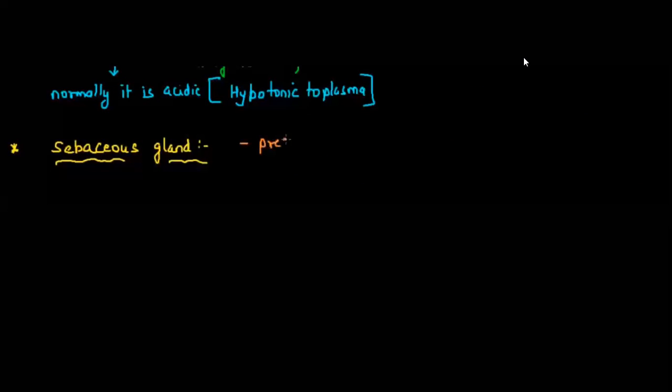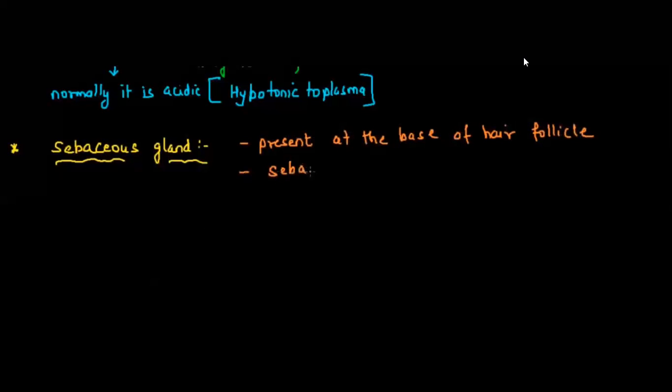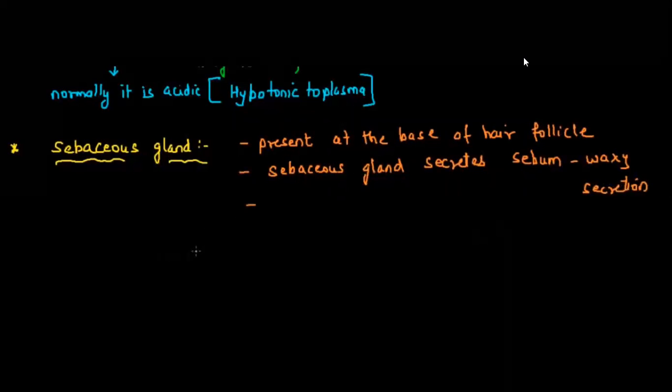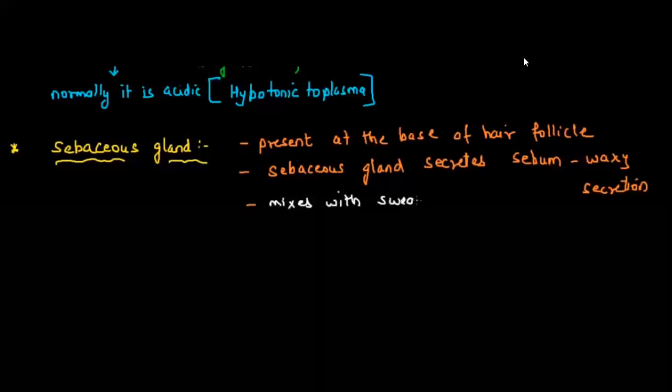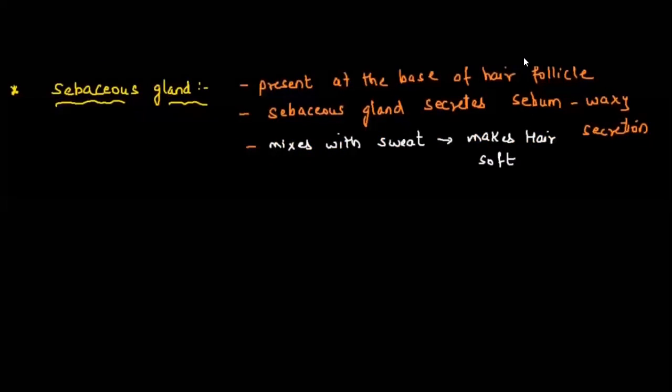Sebaceous gland is present at the base of the hair follicle. This sebaceous gland is responsible for secreting a chemical called sebum. Sebum is a type of waxy secretion. Sebum mixes with sweat and makes hair soft. So this is what we need to understand under sebaceous gland.